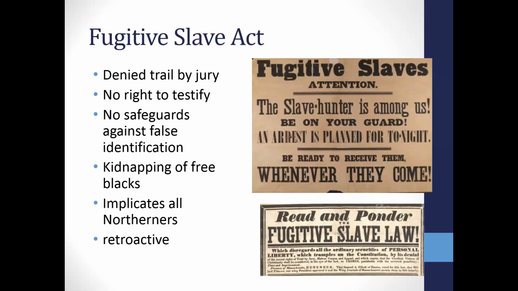It's going to implicate all Northerners, which, many Northerners were against slavery. Many were not. Some were neutral. They didn't really give it more than a thought. But here now, Northerners are responsible for turning over suspected runaway slaves to local authorities to be shipped back south, and it's also retroactive. So the slaves that had escaped Southern bondage and made it to the northern states and begun a new life now could be hunted down and kidnapped and sold back into slavery.